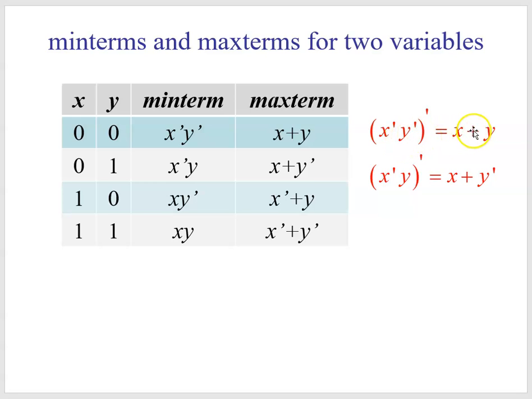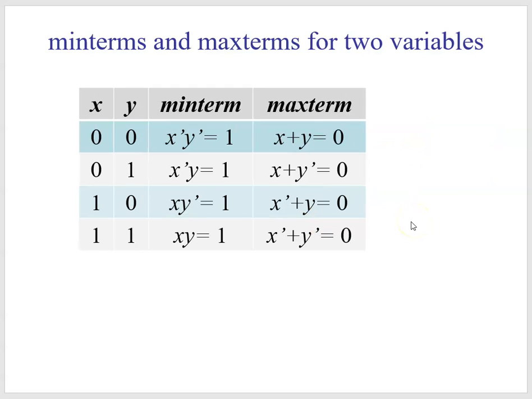And we show here that by De Morgan's theorem, the complement of minterm 0 is max term 0. For minterm 1, the complement of that is max term 1. You can show that for minterm 2 and 3. So again, when x and y are 0, 0, if we evaluate this minterm, that minterm is equal to 1. So the key here is the minterm is equal to 1 according to the binary value of the combination of x and y.